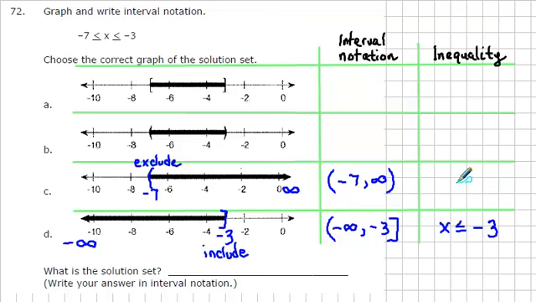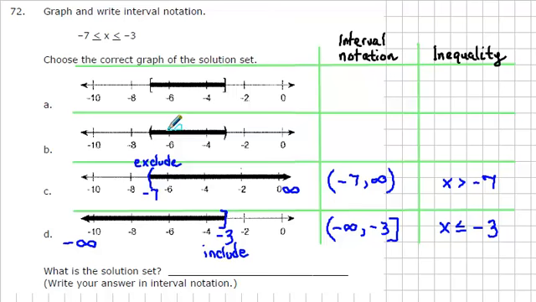So what is the inequality? Well, we want all the numbers that are to the right of -7, all the numbers that are larger than -7. So the inequality would be x is strictly greater than -7. We do not want to include -7, so we don't put an equal symbol on the inequality sign.